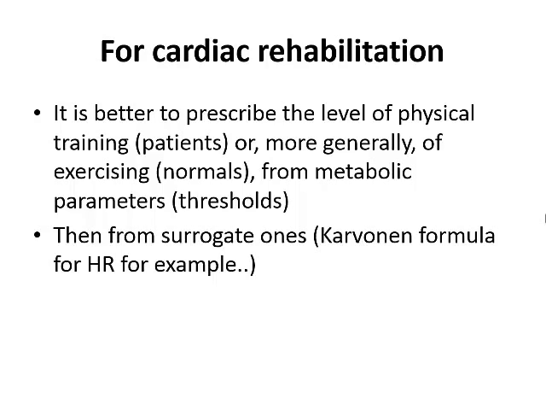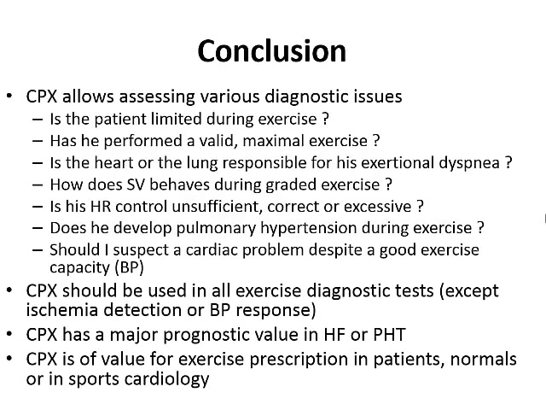And finally, for cardiac rehabilitation, I think it's more interesting to prescribe cardiac rehabilitation based on the metabolic threshold than on heart rate, for example, calculated with the Karvonen formula. In general, people train the patient based on the formula. This formula was made in only 8 subjects when you look at the original publication, which is very, very weak. So this is my last slide.